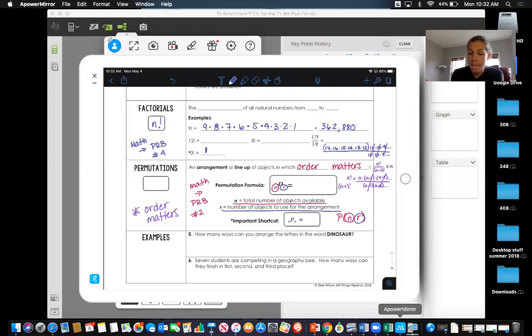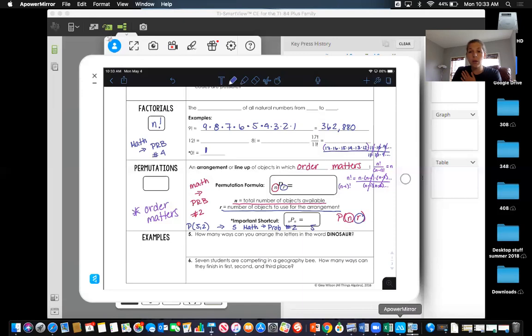Depending on your calculator, some of you, if you have one of the older calculators, are physically going to have to enter it. Let me do an example here. If I was saying, of 5 objects, you're choosing 2, how many ways can this happen? Some of you are going to have to hit 5, then hit your math button, scroll over to probability, choose option number 2, which will pop up this nPr, and then you're physically going to have to write the number 2.